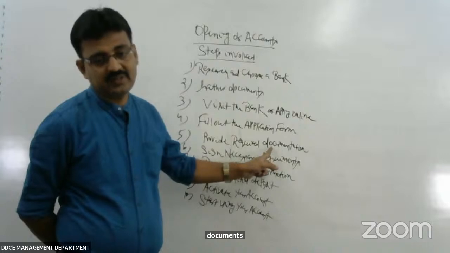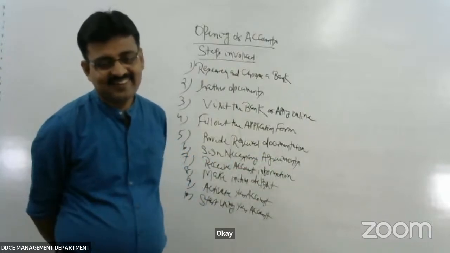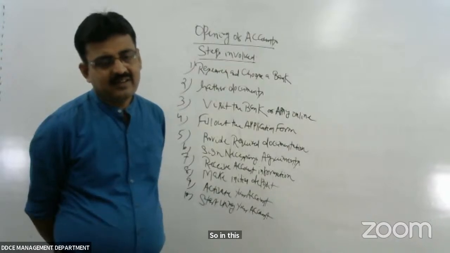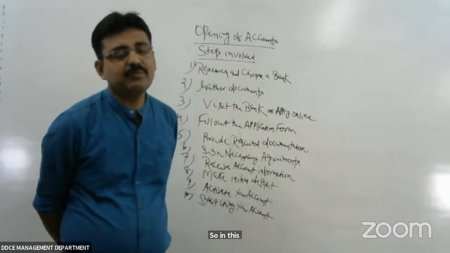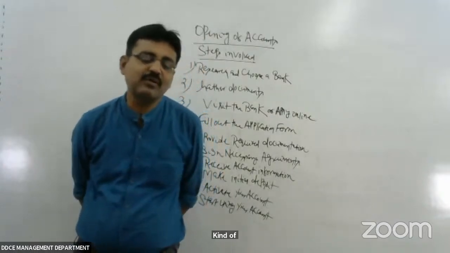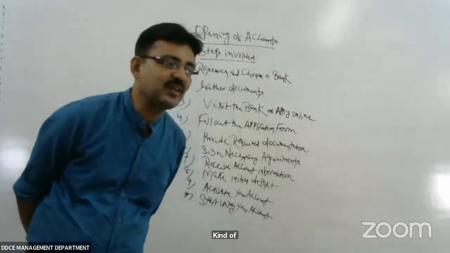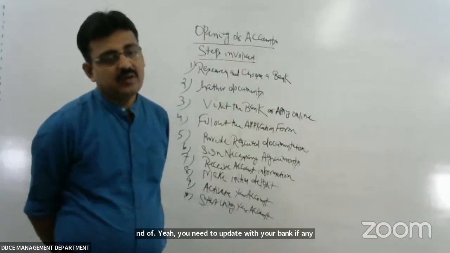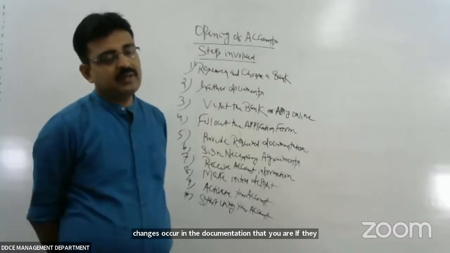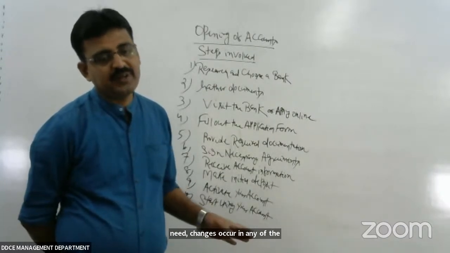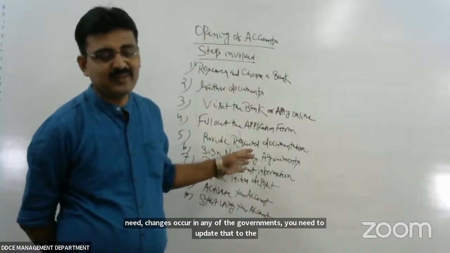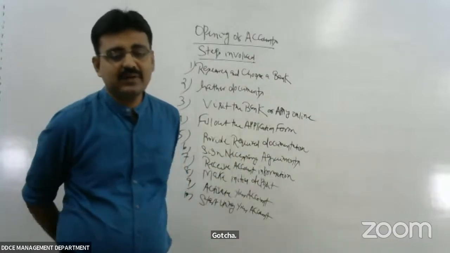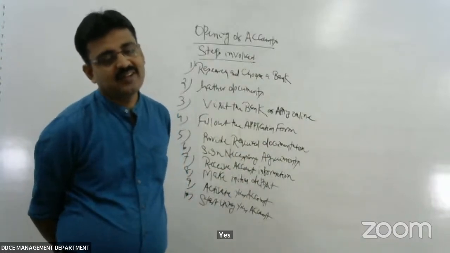So KYC is the renewal, I mean, after one year, two years, the renewal process. If your address has changed, then you have to update that with your bank. You need to update with your bank if any changes occur in the documentation that you have provided. If any changes occur in any of the documents, you need to update that with the bank. At the time of opening of account, you need to provide all the documents which are required, and the documentation itself indicates the KYC fulfillment. Clear?